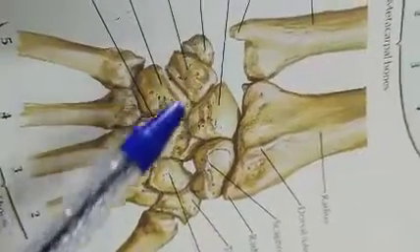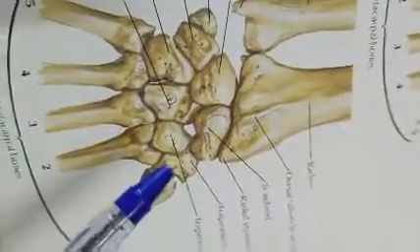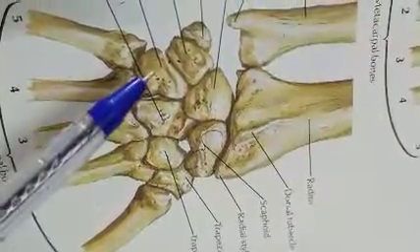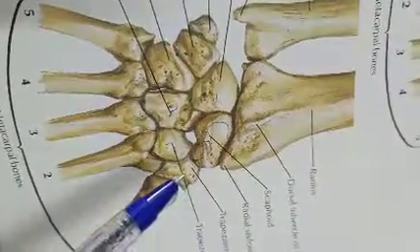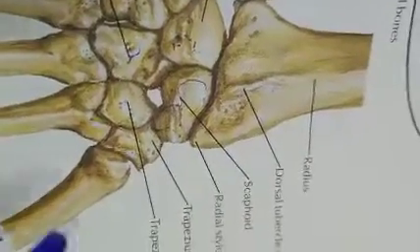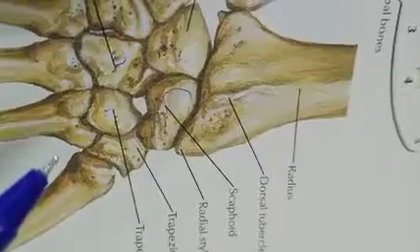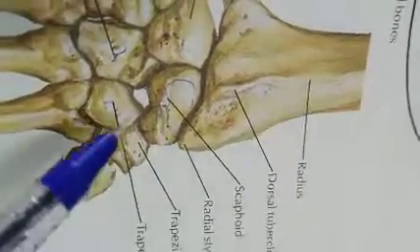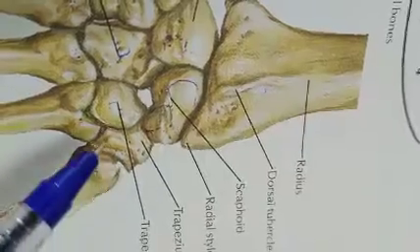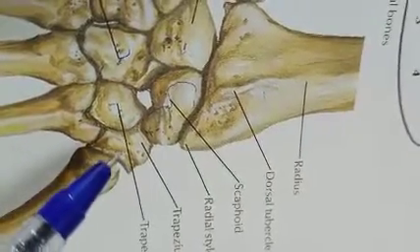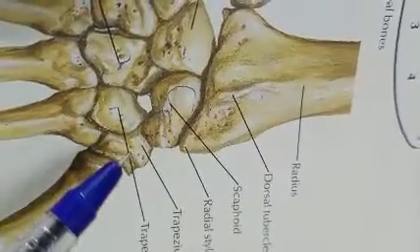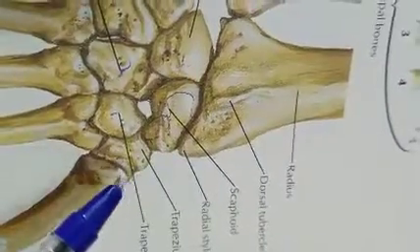Then the next row: trapezium, trapezoid, capitate and hamate. This is the trapezium bone. The trapezium is a quadrangular shaped bone, and it has a groove and a crest. So this is the trapezium.